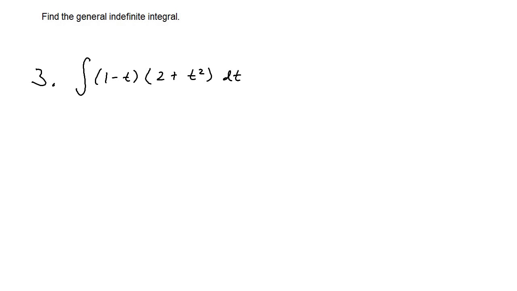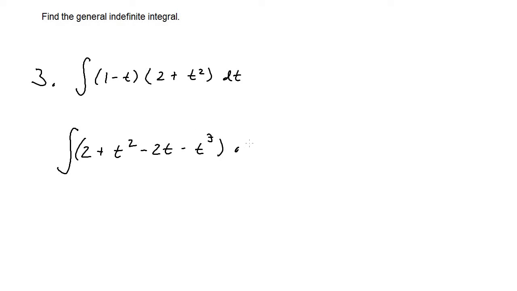Now for number 3, we have the integral of 1 minus t times 2 plus t squared dt. Now we can't necessarily integrate this at the moment, but sometimes we have to simplify what's inside the integral so it's easier to find the antiderivative. So what I'm going to go ahead and do is FOIL. So we have the integral of, well, 1 times 2 is going to be 2, and then we have 1 times t squared, which is positive t squared, minus t times 2, which is minus 2t, and then we have negative t times t squared, which is negative t cubed.